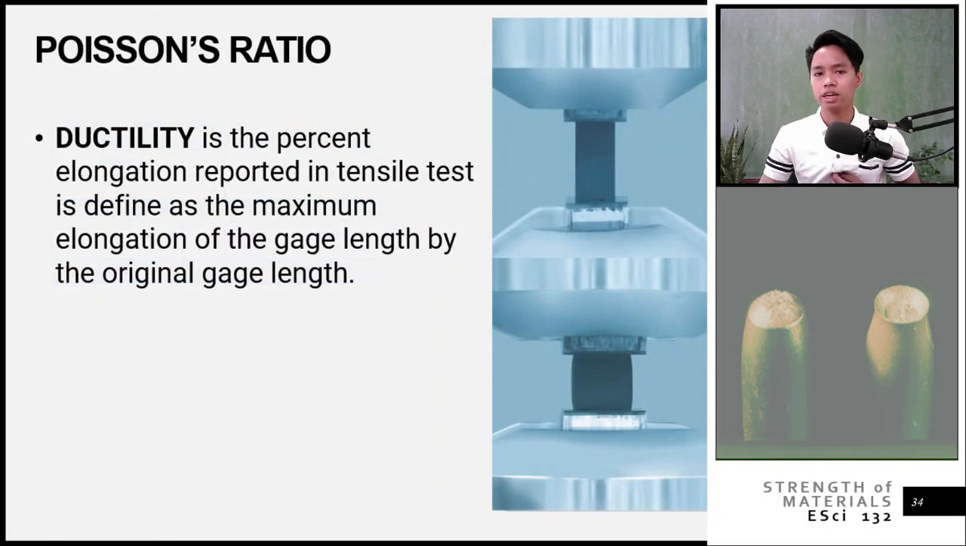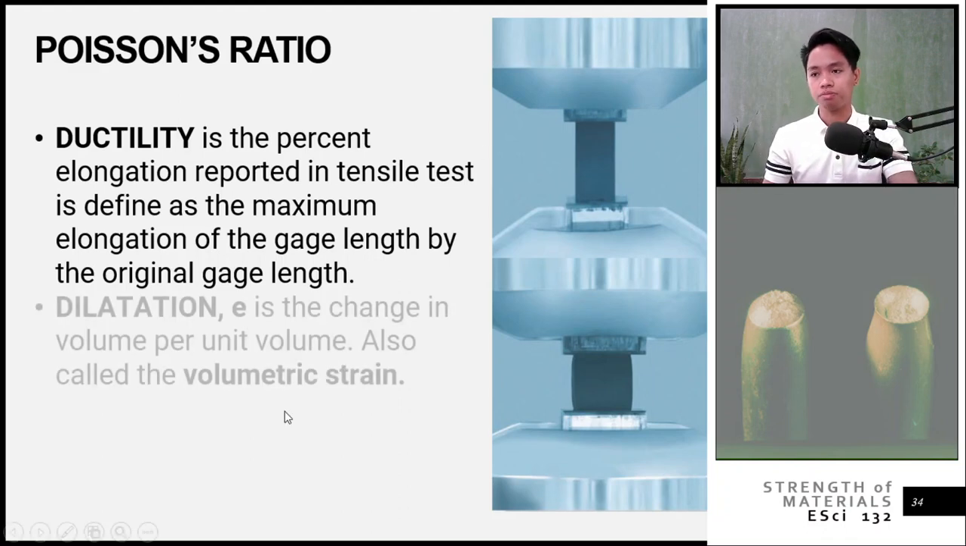Okay, so these are the other mechanical properties. First is your ductility. Ductility is the percent elongation reported in a tensile test, and it is defined as the maximum elongation of the gauge length. Imagine that your ductility is simply how you report your result. Example, you did tensile testing. The result of the tensile testing is reported in terms of ductility or percent elongation. So, what is it? Percent elongation.